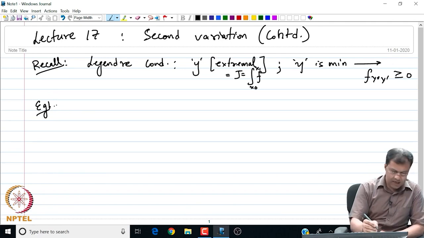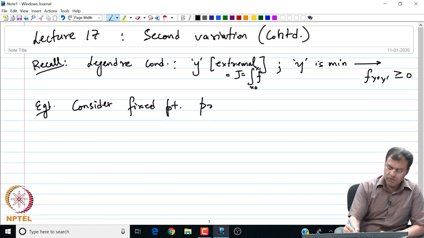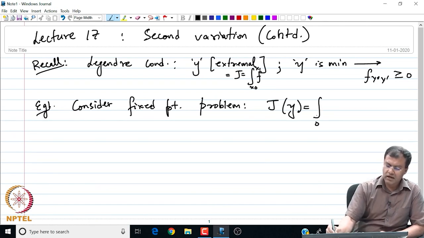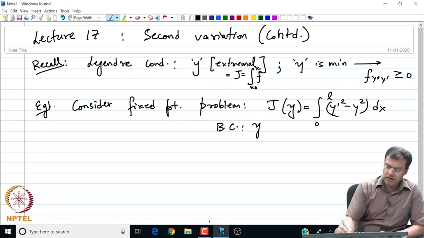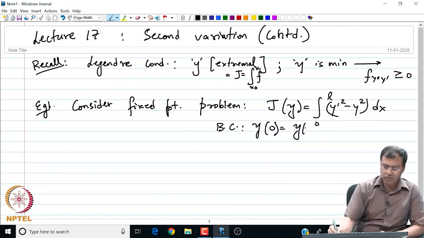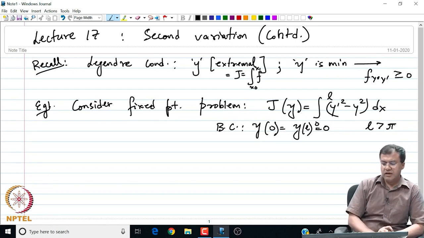So the first example that I have is, let us look at this. Consider this fixed point problem, where I have to determine the nature of the extremal. I am given the functional of the form integral from 0 to L of y prime square minus y square dx, and further I am given the boundary conditions as follows. So the boundary conditions are y of 0 is equal to y of L is equal to 0, and further I am also given that L is greater than pi. Okay, we will see why this condition is needed.